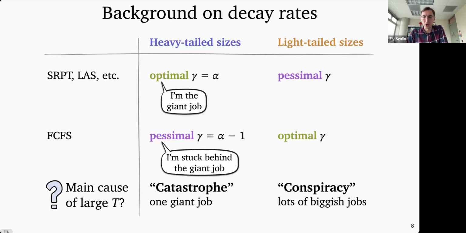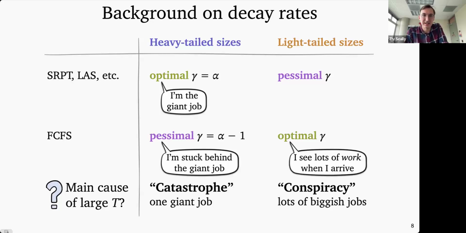You end up with lots of work in the system. The work in the system is the total remaining size of all the jobs in the system. Under first come, first served, when you walk into the system, your response time is going to be your own size plus whatever work is in front of you. And so large delays in first come, first served happen when you see lots of work.